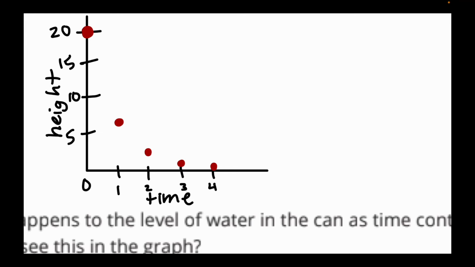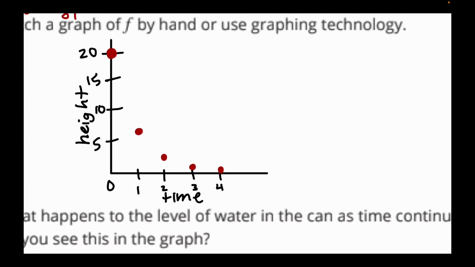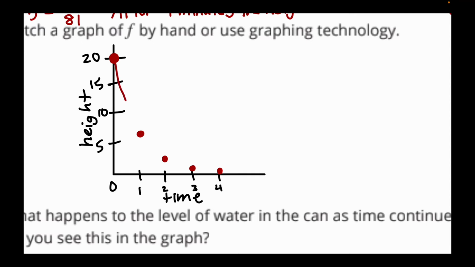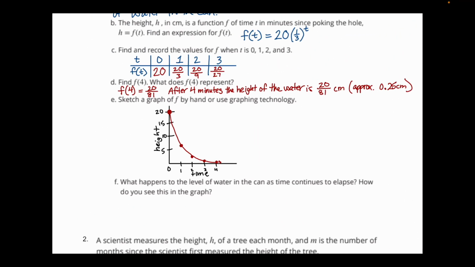So you can put some dots there, but the way that this is decreasing, you can also connect it because the water should be flowing out over time and it'll continue in that direction. So I'm going to put an arrow. Now, you could use graphing technology to help you with this, but I figured I would demonstrate doing some of the graphing by hand. But that is it for part E.